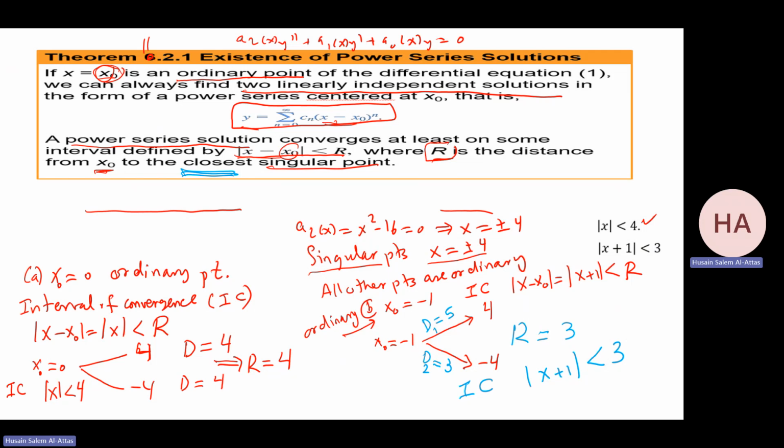If I have an ordinary point and I want to find the solution about this ordinary point, then we can always find two linearly independent solutions of this format, which is the power series format. Not only that, I can find the radius of convergence, where this power series converges, which is |x minus x0| less than R. What is R? The distance from x0 to the closest singular point.